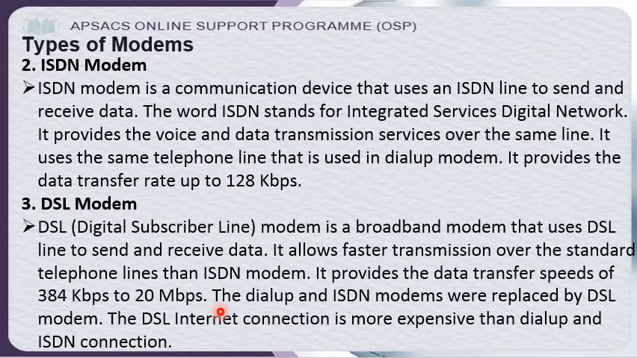The dial-up and ISDN modems were replaced by the DSL modem, and right now these modems are obsolete because people are not utilizing them because of their slower speed. The DSL internet connection is more expensive than a dial-up and ISDN connection. So internet is also expensive, or you can say that whenever the speed is faster, the internet is faster on a DSL modem.